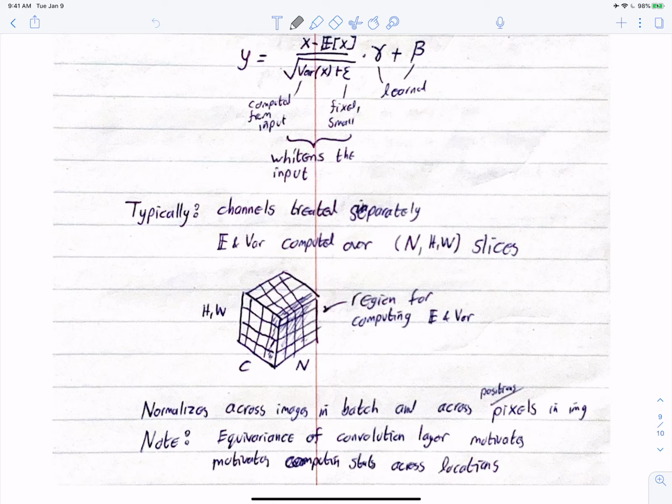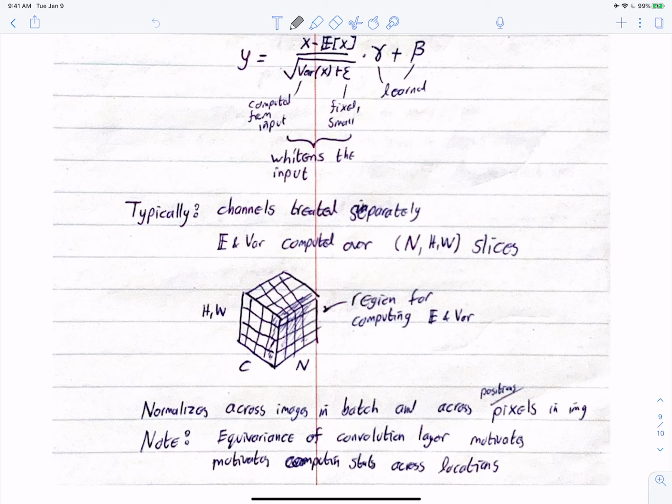So batch normalization is called that because you're averaging over the batch itself. So within a single channel, you're averaging over all positions and all items in the batch. And so what's shaded is the region of computing this expectation and variance. So here, this normalizes across images in the batch and across positions or pixels in an image.